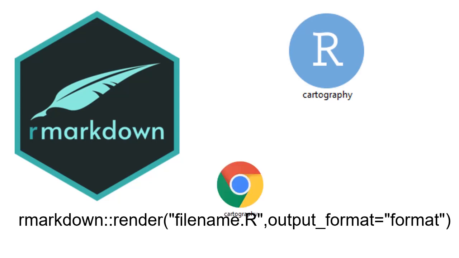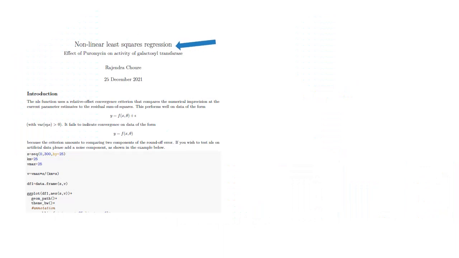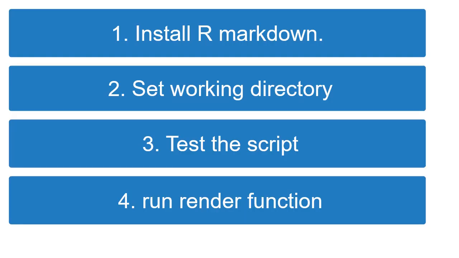In my previous video, we learned how to use the render function of Rmarkdown to get a report in HTML, PDF or Word format. In this session, we will see how to add title, author, specific date, other than system date, and other stuff to your report. We will revise the steps first.